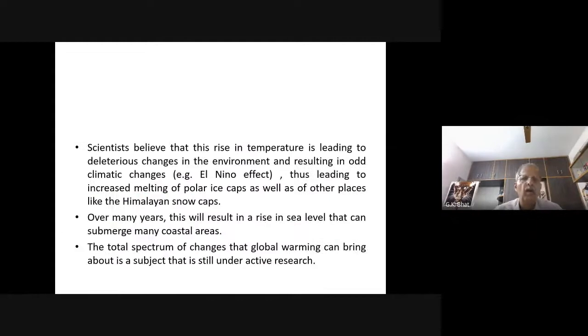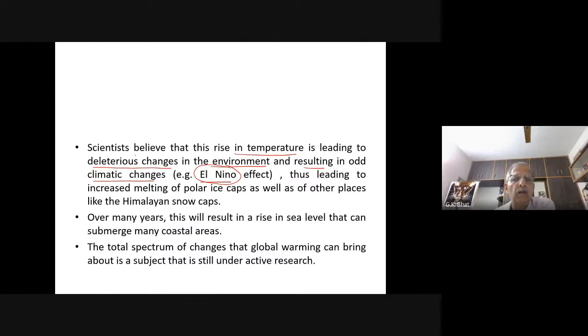Right? Scientists believe that this rise in temperature, global warming, is leading to deleterious changes in the environment and resulting in odd climatic changes. You must know El Nino, La Nina. I will tell you about that. You have to take it down later. So there is a peculiar phenomenon called the El Nino effect, La Nina effect. What is this El Nino, La Nina? El Nino is warming. La Nina is cooling. So this appears every now and then.